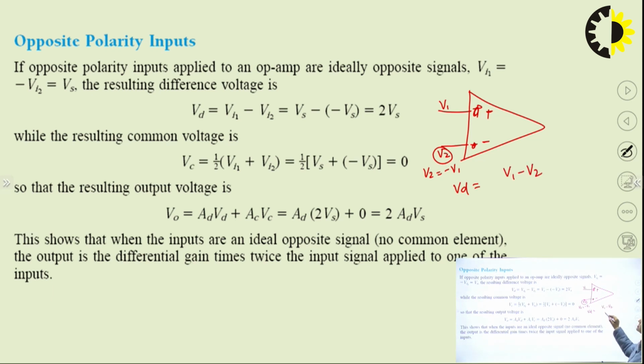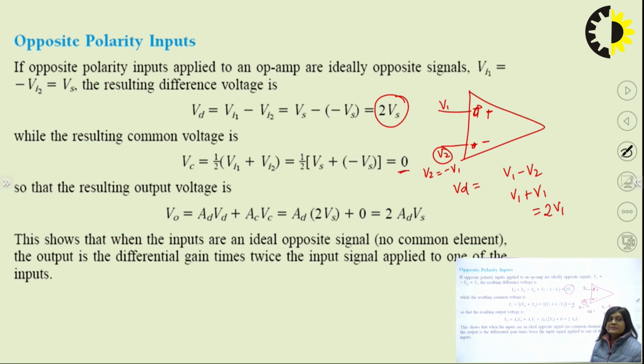So V1 minus V2 would be equal to V1 minus V2, and if we put V2 equal to minus V1, then it would be 2 times V1. So that is written here also. In case of differential input, if we are taking different polarity inputs, then the input voltage would be 2 times V1. And in case of the common voltage, we will take the average of the two signals, so it would be 0.